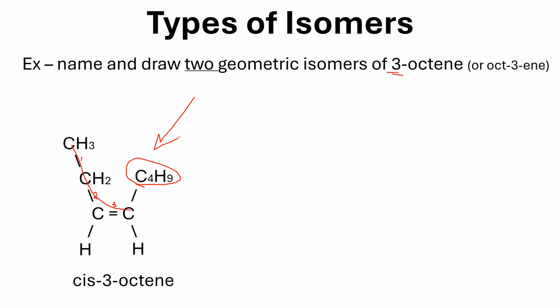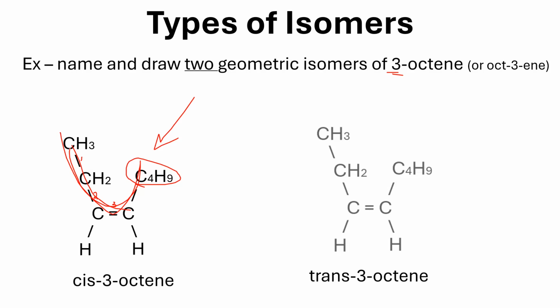We're going to call this one the cis, right? Because this is in our cis formation. So we also have our trans 3-octene. In essence, this is again going to be the exact same molecule, but what we're going to do is flip-flop that H and that C4H9. They're going to look like that, and now we have our trans version of our octene.